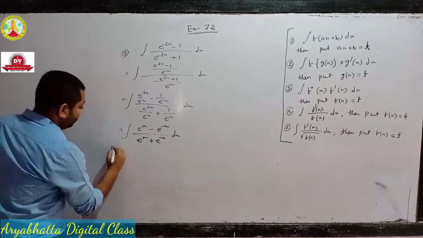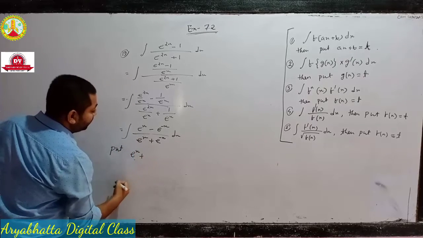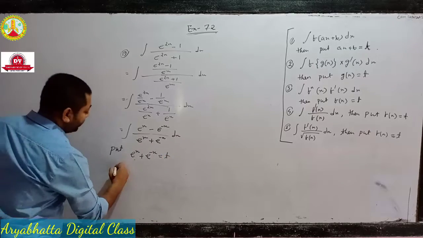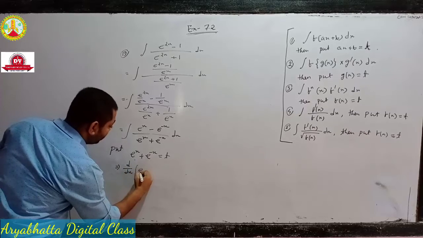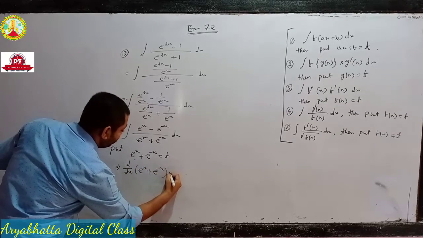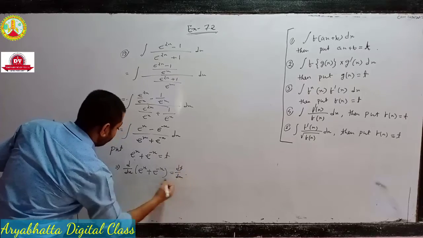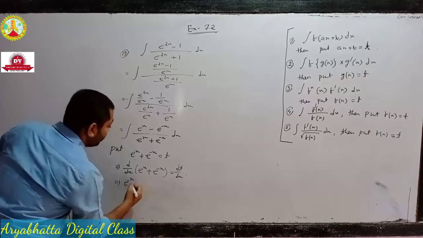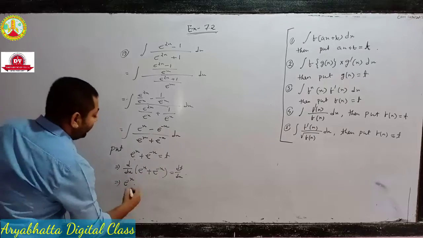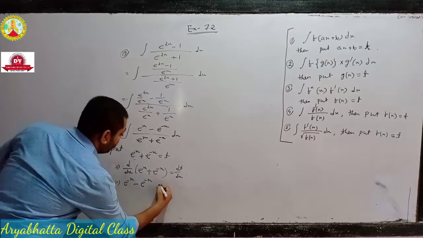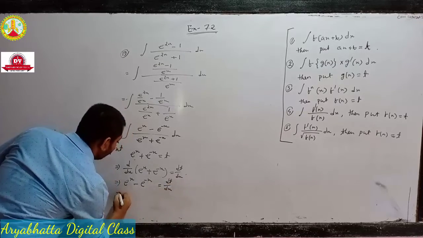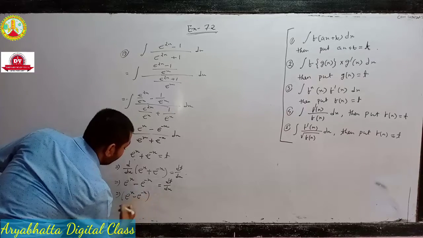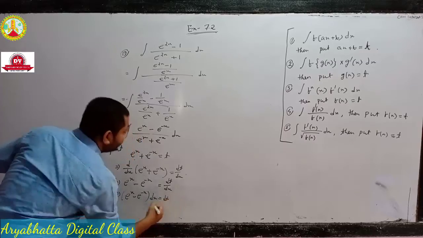Next, substitute: put e to the power x plus e to the power minus x equal to t. Now differentiating both sides with respect to x, then we have d by dx of e to the power x plus e to the power minus x equals dt by dx. This implies d by dx of e to the power x equals e to the power x. Next, d by dx of e to the power minus x is equal to minus e to the power minus x. This equals dt by dx. This implies e to the power x minus e to the power minus x dx equals dt.